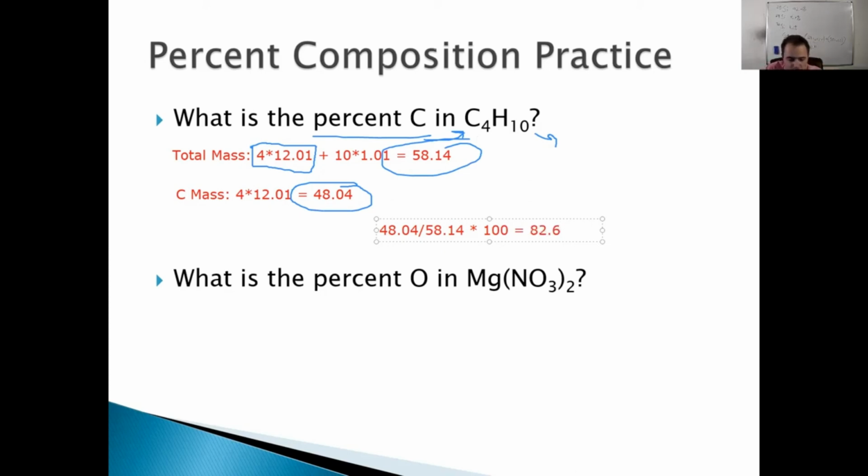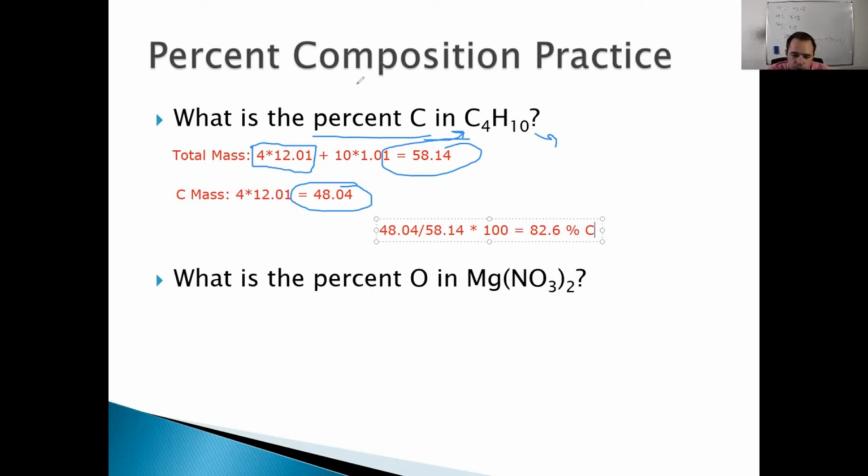Again, I don't care about sig figs when it comes to percents. 82.6% by mass from the carbon. The hydrogen you could obviously get by just doing 100 minus that, right? And that would tell you, because there's only 2 things in that compound.